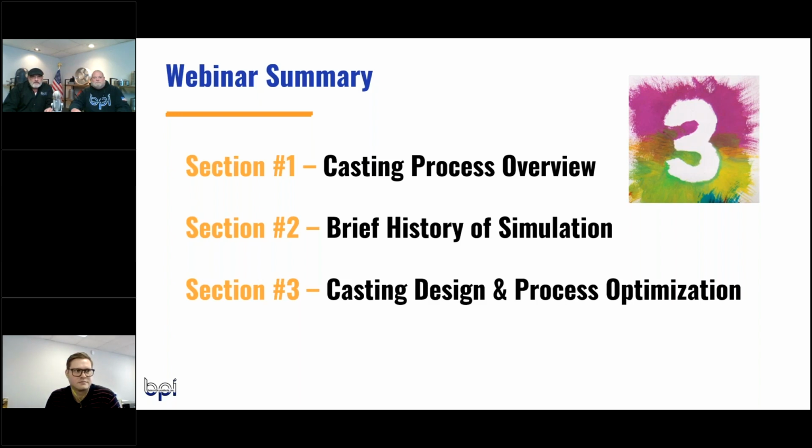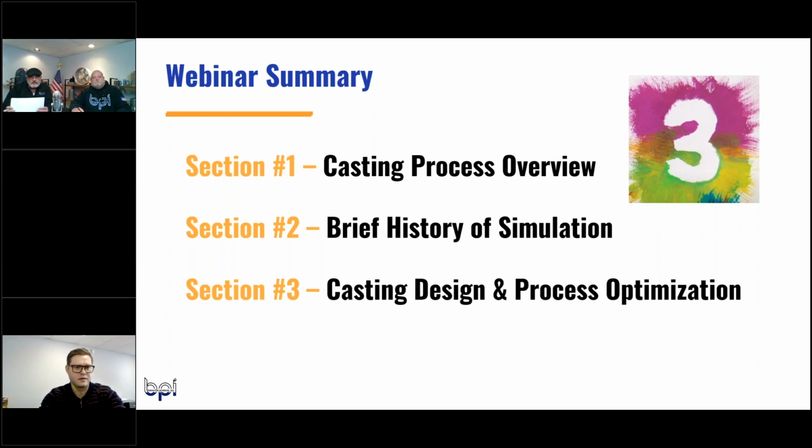The main intent here from my side is to provide an informative, educational, and practical overview of casting process simulation technologies and the benefits associated with using the technology in the foundry, but also in the product development arena. So I'm hoping that there are casting buyers and designers out here with us today who can potentially benefit from understanding and learning more about this.